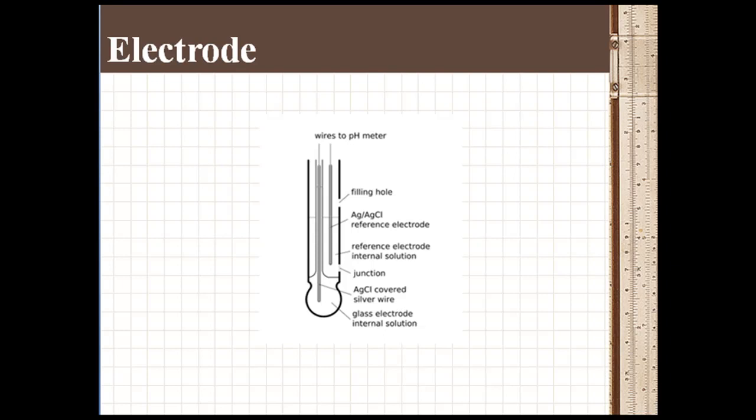This is a diagram of the electrode where you can see the places where silver chloride, reference electrodes, junctions, silver chloride covered silver wire, glass electrode, and internal solutions are very well cited. Now, the next aspect is the operations of the pH meter.